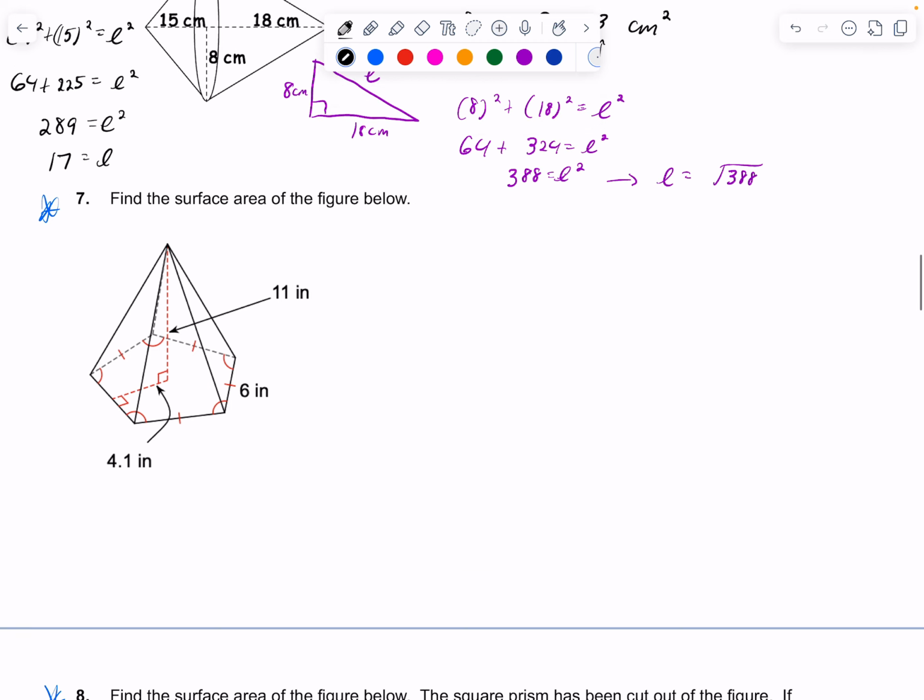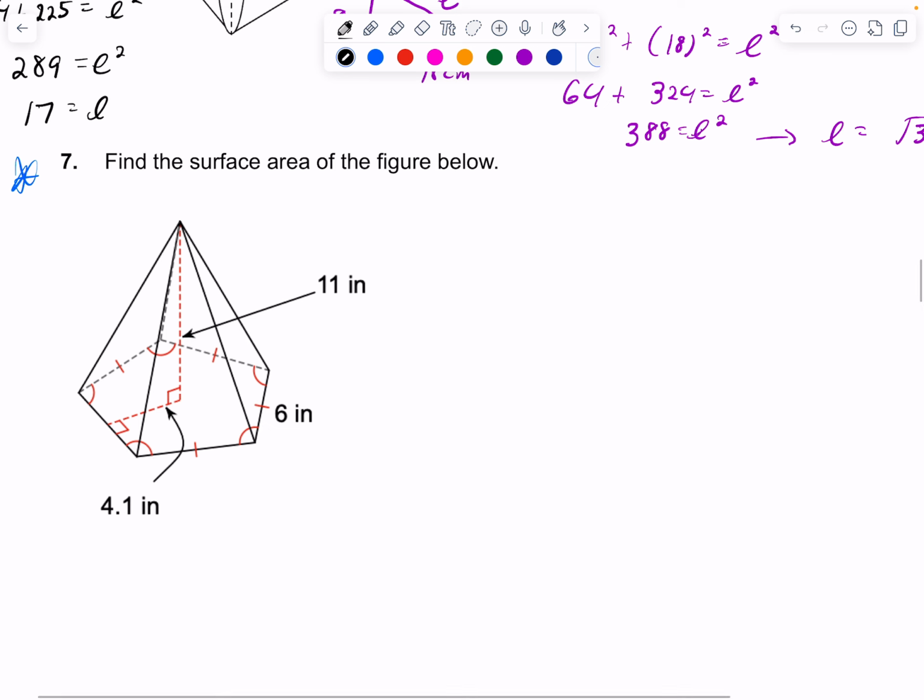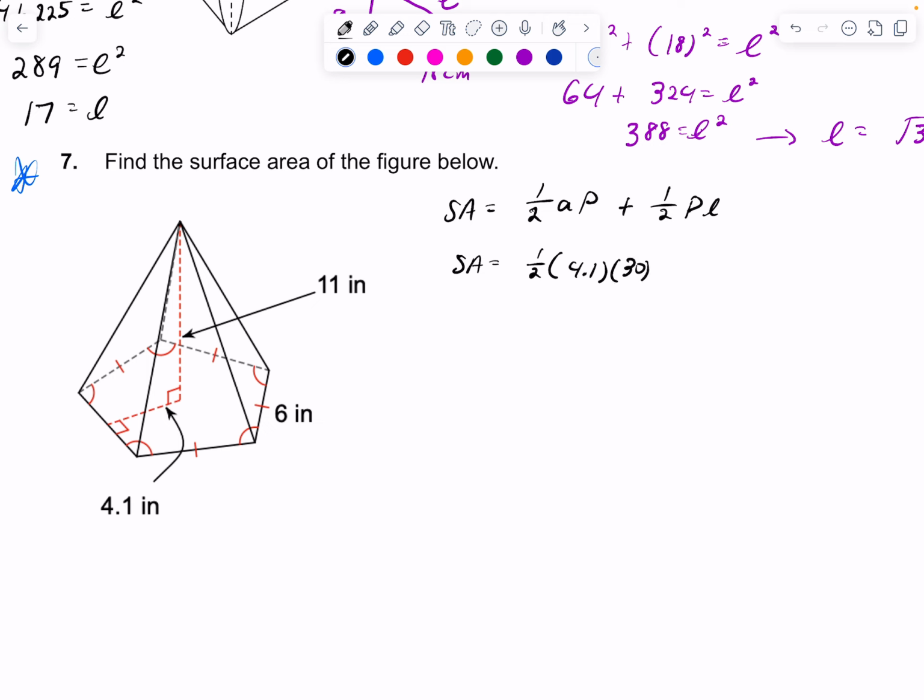Okay, next one, number 7. We'll do 2 more. All right, so number 7 is wanting us to find the surface area of the figure below. All right, you can see that our base is a regular pentagon. So I'm going to plug in the surface area formula: 1/2 times the apothem times the perimeter, which is the area of the base, plus 1/2 times the perimeter of the base times the slant height. Now we do know the apothem, right? The apothem is 4.1. You can see it there. The perimeter of the base is 6 times 5, which is 30 inches.